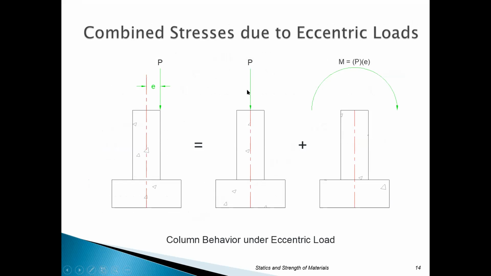So you have a normal stress here. Okay, you have a normal stress, and then you have a bending stress, which is producing a moment. So this would be your axial stress calculation. This would be your bending stress, and what you get is your combined stress.